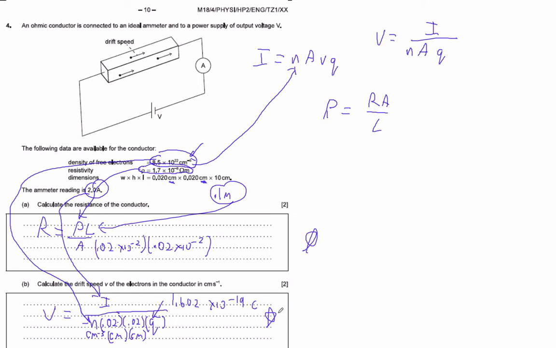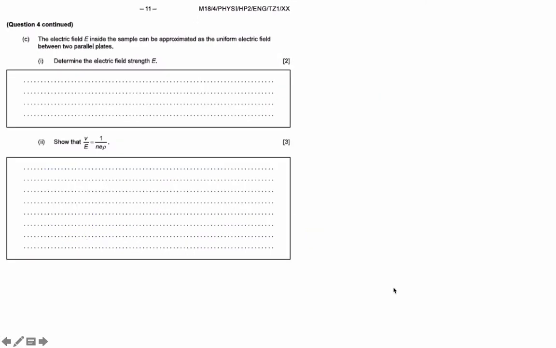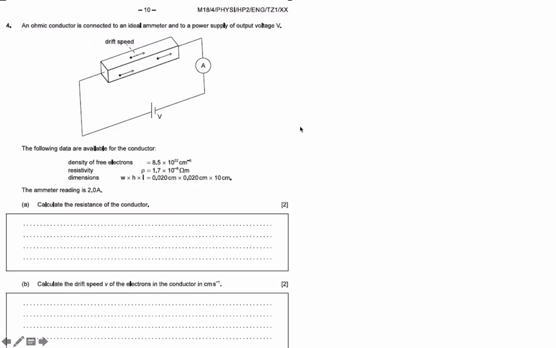All right, are we ready for the exciting next page? The electric field inside the sample can be approximated as a uniform electric field between the two parallel plates, right? So what they're saying is that as it flows through this thing, this is one side of the parallel plate, and that's the other side of the parallel plate. And they're trying to get us to use V is E times D, or E field is V divided by D, right?